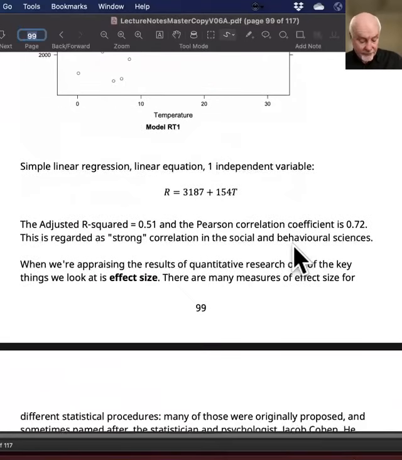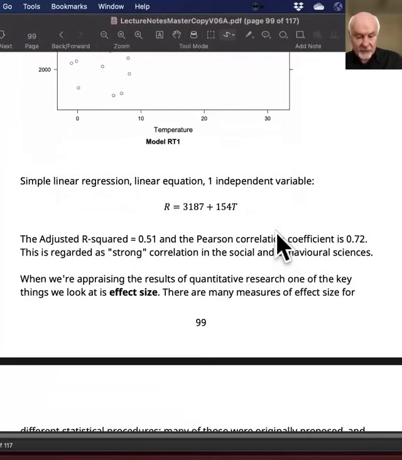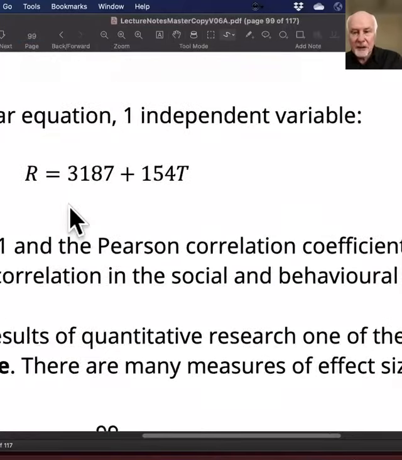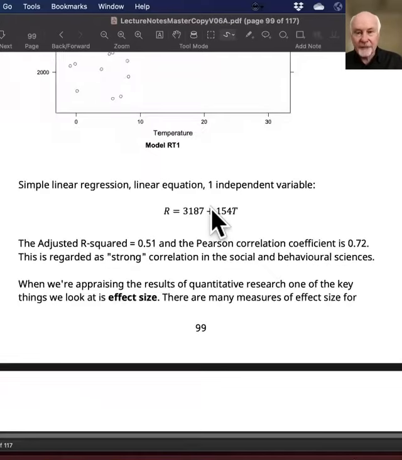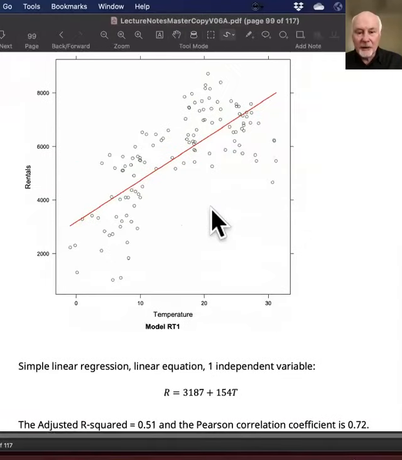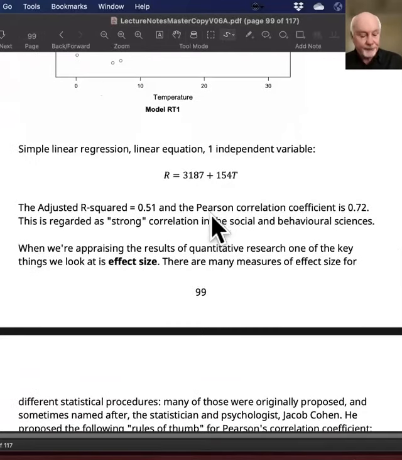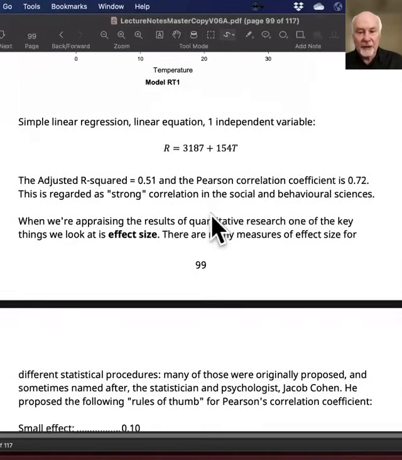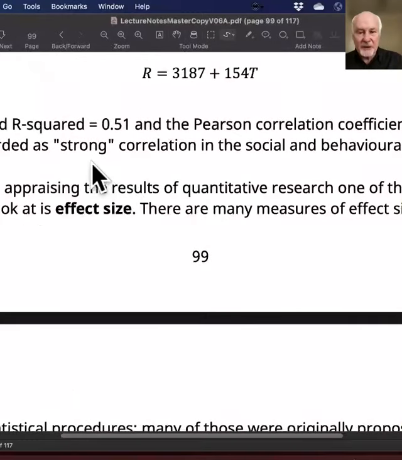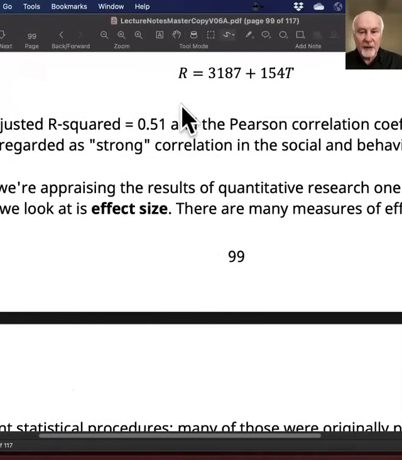So that is the equation there. So the number of rentals is predicted to be 3,187 plus 154 times the temperature in degrees Celsius. And it's not a bad model. So one of the ways we judge a model like this is we look at something called the adjusted R squared, and the adjusted R squared in this case is 0.51, and that's actually a pretty good value.